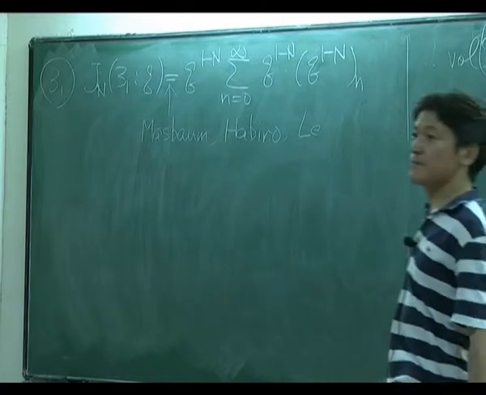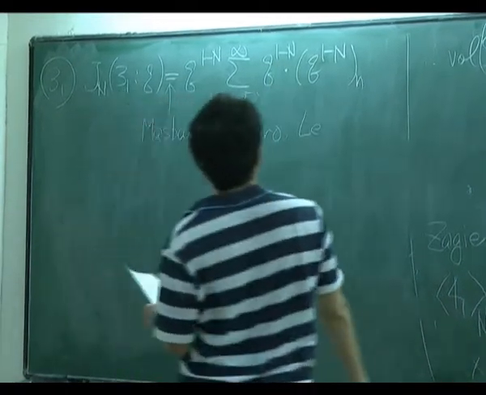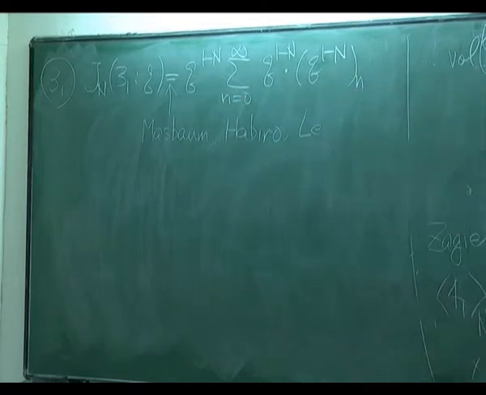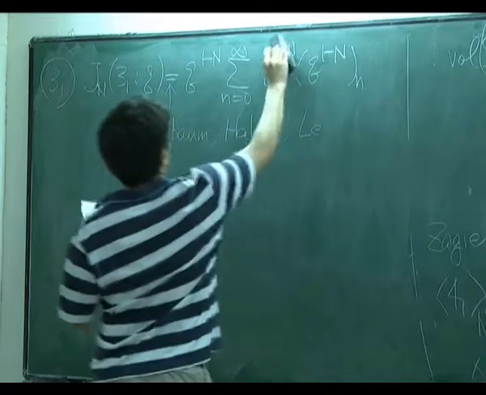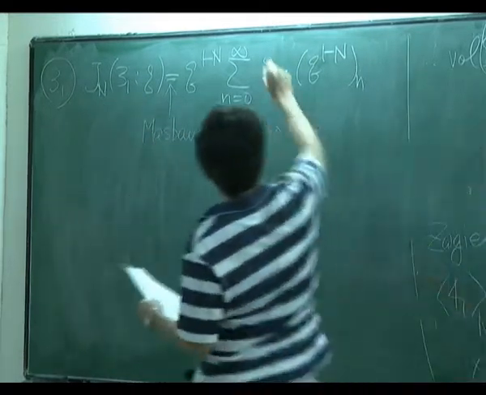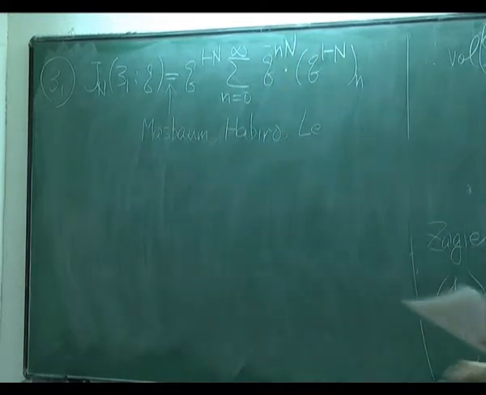Could you write 1 minus n? This one? No, 2 factor. Oh, this is a dot. Sorry. Minus. Thank you.